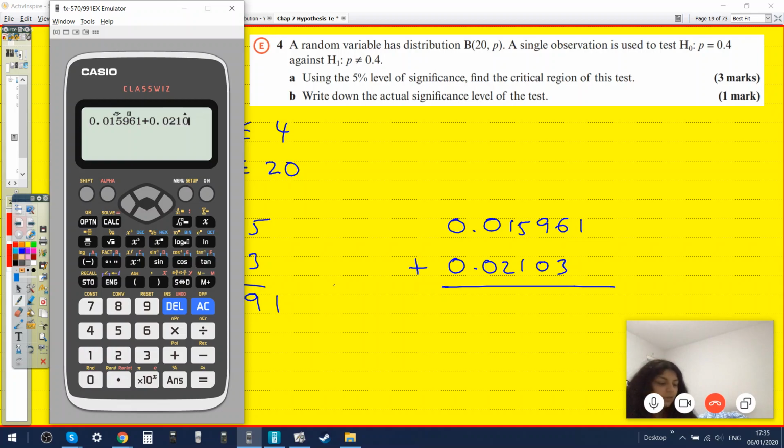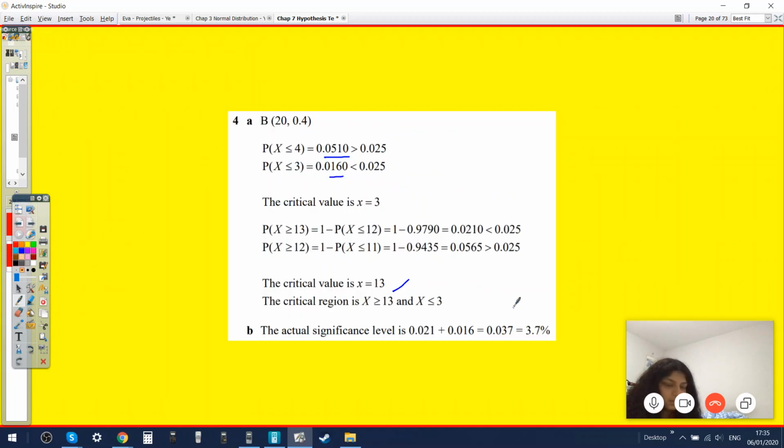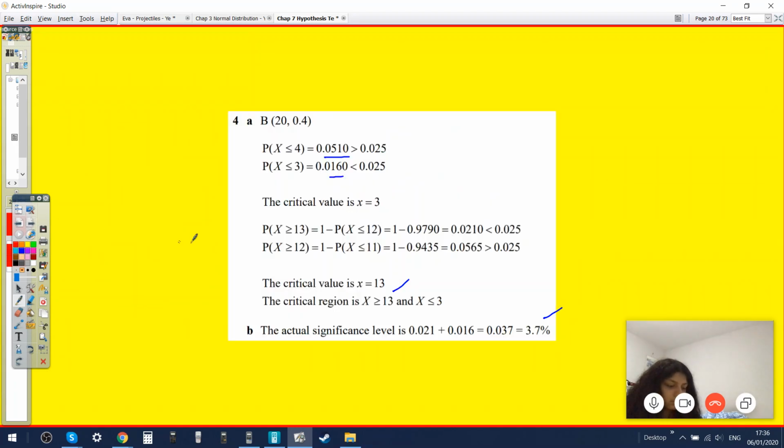I don't know. I did 15961 plus. I think that's 3, 6, 9, 9, 1. Well, oh, it's not the same thing twice. I think that's the one that they did. Okay, 3.7% either way. Yeah, they rounded it to 3.7%. Grand. Any questions about that?